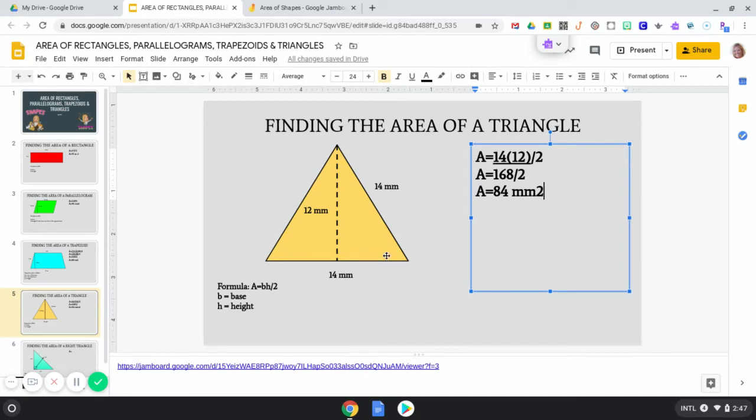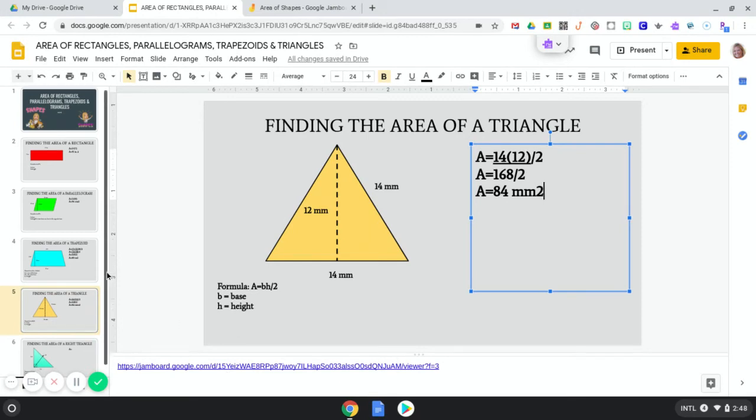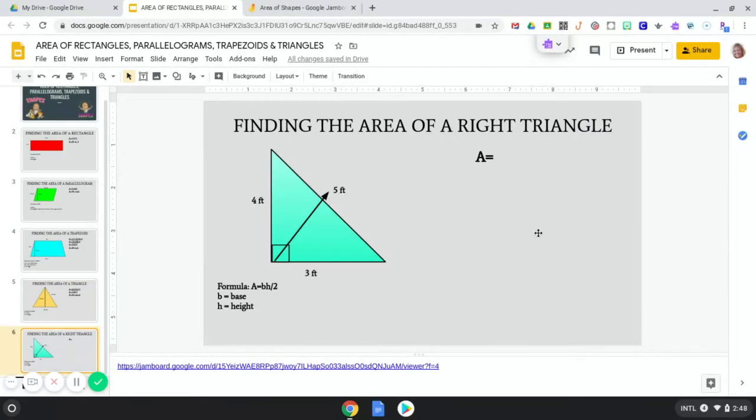Okay, you're going to go find the area of a triangle. And again, remember your height is inside the triangle. Inside the triangle. Okay, last one. Finding the area of a right triangle. So this one is a right triangle because you notice that this leg of the triangle and this leg, when they meet, they form a right angle. So therefore, we call it a right triangle.